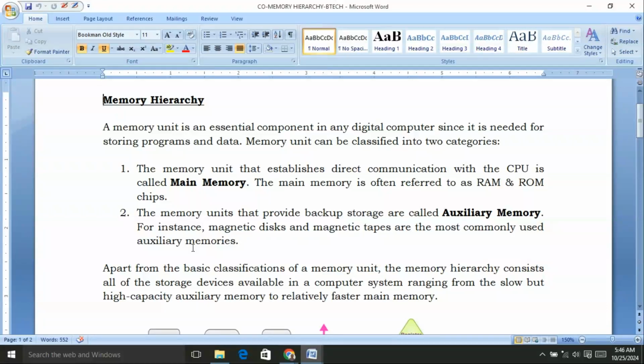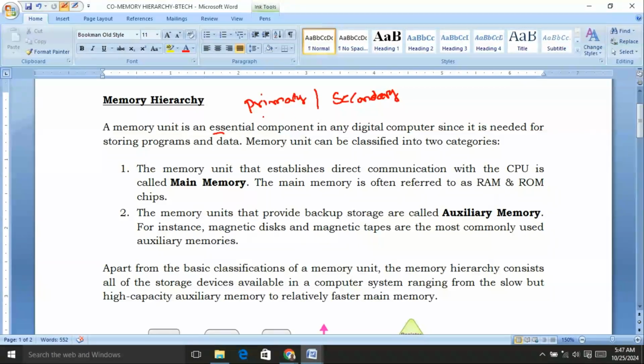I would like to discuss the memory hierarchy in computer organization. We know that memory is an essential component to store programs, instructions, everything within the computer. We simply classify this memory into two types: one is the primary memory and the other is the secondary memory. There are several types of memories we will discuss later.